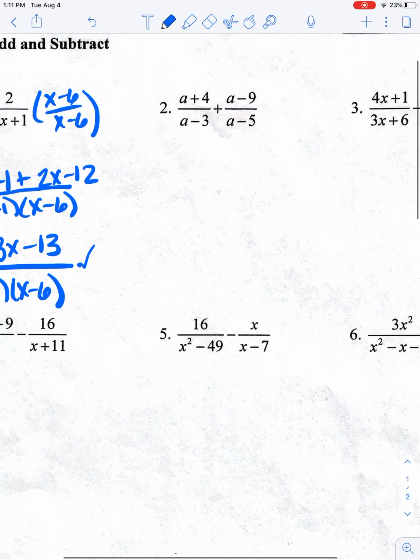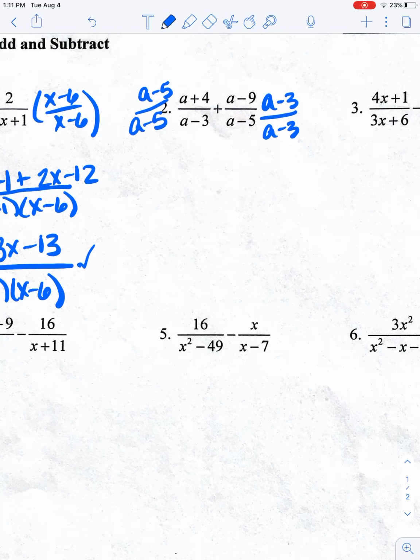Okay, number 2, on the bottom I have an a minus 3 and an a minus 5. I can't look at this as they both have an a. Those are 2 different binomials. So I'm going to have to give him an a minus 3 and give him an a minus 5. And I'm going to start getting lazy and not write this, even though I know that's what I'm doing, because that's the only way that keeps it legal, because I'm multiplying by 1. But I'm going to stop writing a minus 3 over a minus 3, and I'm just going to write the a minus 3. My denominator is now that.